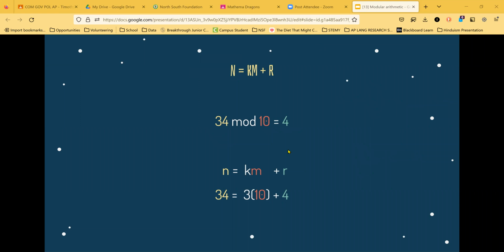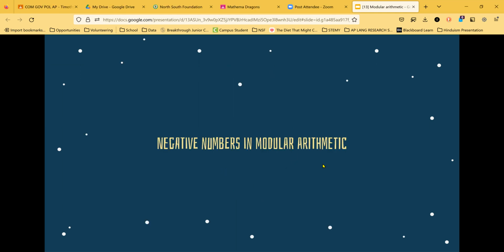So for example, in 34 mod 10 is equal to 4, we know that there is some number by which we can multiply 10 and add to 4 in order to get 34. And just from looking at this, we know that the number has to be 3 because 30 plus 4 is equal to 34. So that k would be 3. So that's just something to note about modulus.